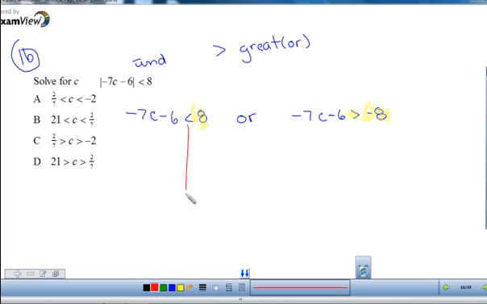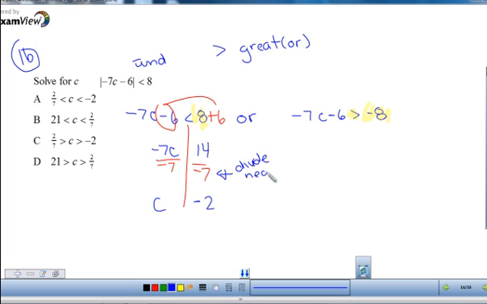Okay, so we're going to solve each one individually. So I'm going to add 6. So 8 plus 6 is 14. Bring down the negative 7C. Divide by negative 7. Okay, so C is 14 divided by negative 7, which is negative 2. So notice you divided by a negative number. So that means I have to flip the inequality sign.